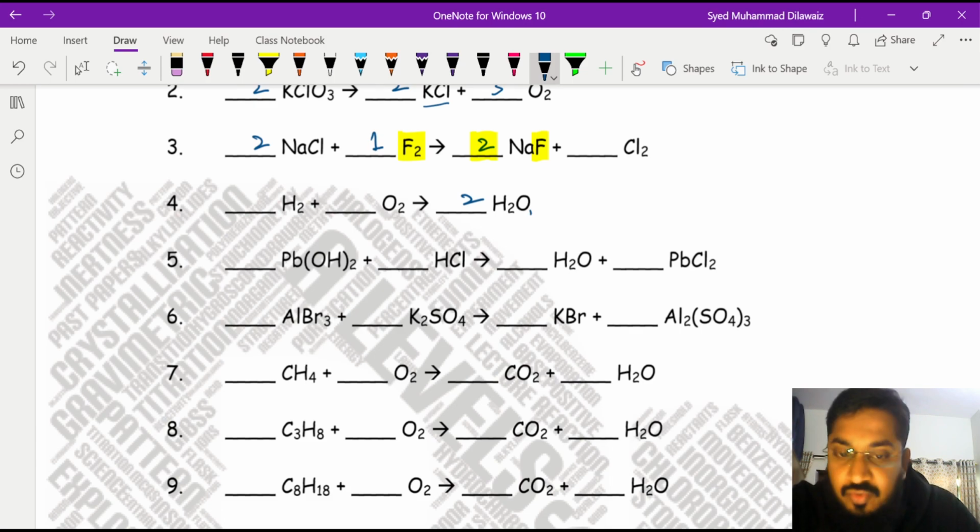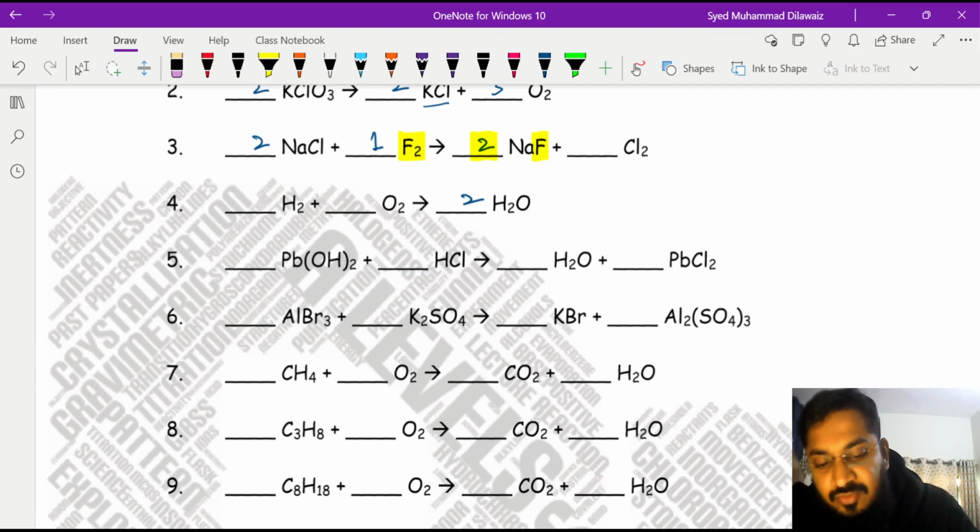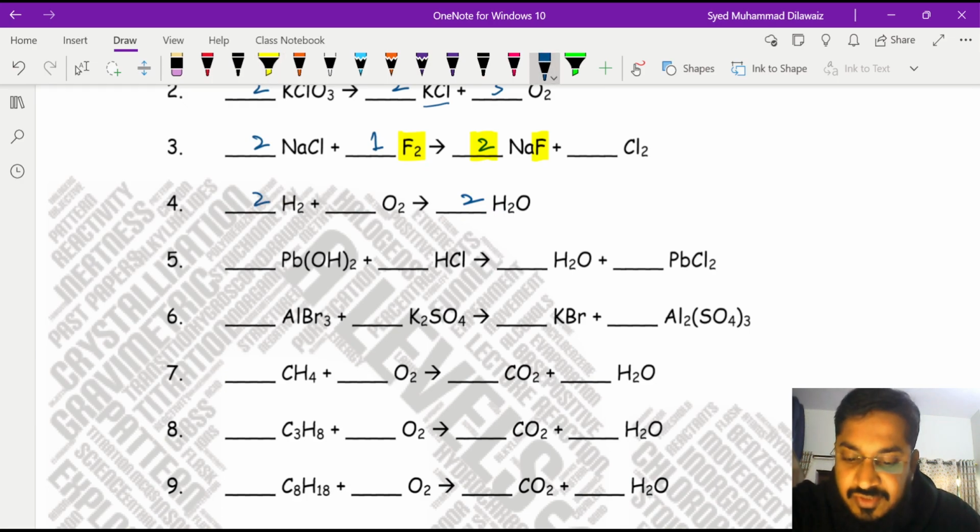तो इसमें H2O में आपके पास हो जाते हैं 2 ऑक्सीजन. So you've got 2 oxygens on the right, 2 on the left. हाइड्रोजन चेक करोगे तो आपको अंदाजा होगा कि H has become actually 4. 2 into 2 is 4. तो हम इसको क्या करते हैं, 4 करने के लिए यहाँ पे 2 पुट कर देते हैं. That makes it 2H2, makes it 4 hydrogen on the left and 4 on the right.